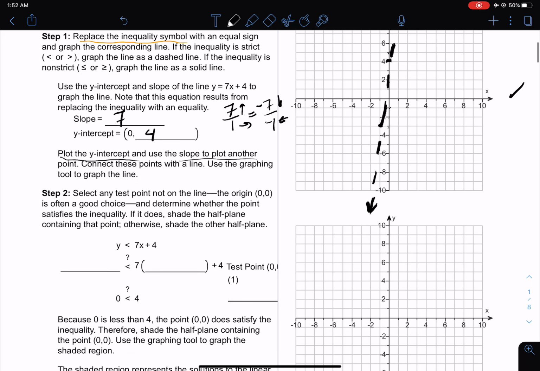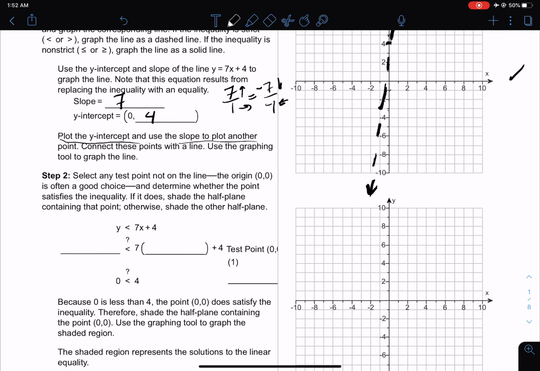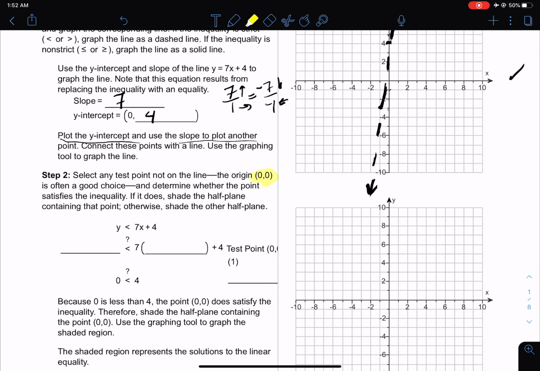So how do you do the shading? Well, what we want to do is get a test point, and they're saying, why don't we use 0, 0? I think 0, 0 is an awesome test point because it's so easy to multiply and add with zeros. Now let's look at our line. Our line goes like this. Our line does not go through 0. If your line went through 0, you could not use it, because we're trying to figure out which side to shade on, the right side or the left side.